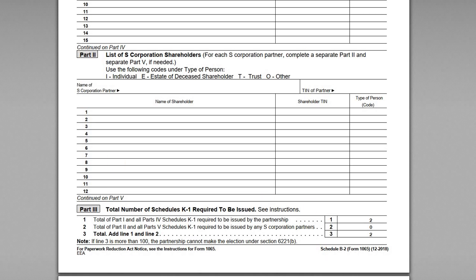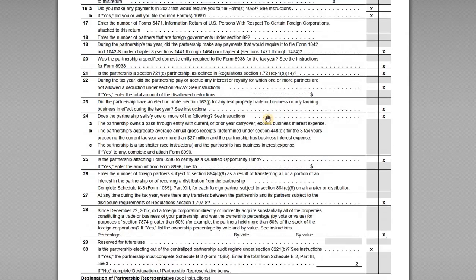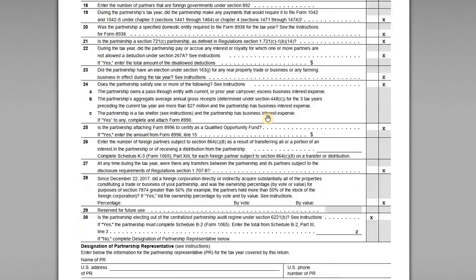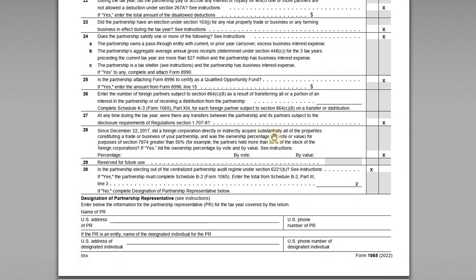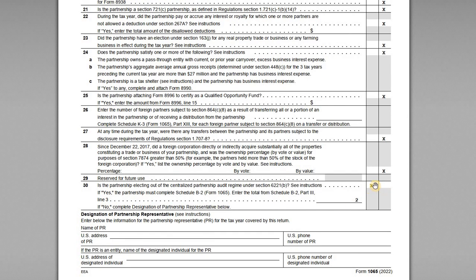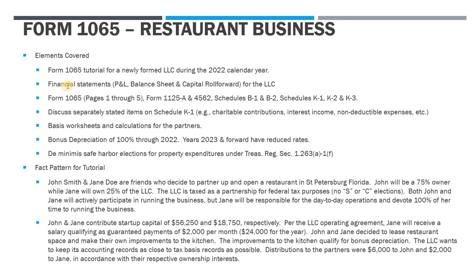And then of course, on Schedule B here, page 3 of the return, we have indicated again here that yes, we're going to elect out of this regime, and then we've attached the B2 and entered the number of partners. All right, so I think that covers it. Let me just briefly look at this. We've gone over the financial statements. We've gone over all of these schedules, separately stated items, basis worksheets, bonus depreciation. So I think that covers it for this video.